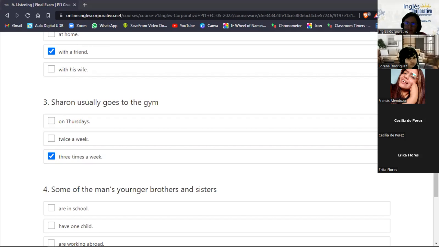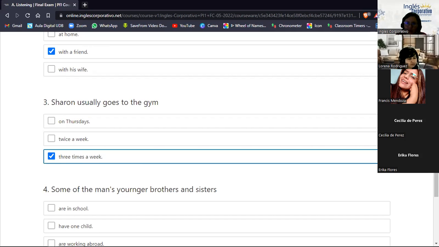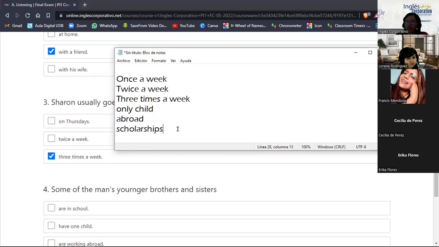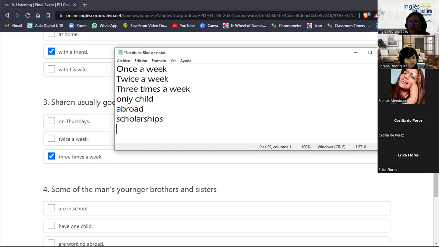Let me check. Let me open the block de notas. Ahí está. She mentions one more activity, and that is jogging, right? Salir a trotar. Okay, jogging. And she says that she goes jogging, ¿cuántas veces a la semana? She goes twice a week. Okay.